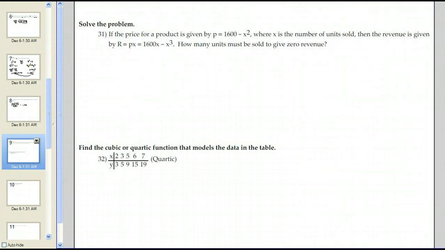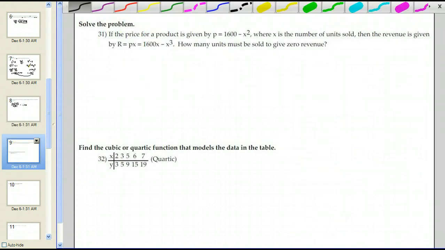Alright, 31. If the price for a product is given by that price demand function, x is the number of units sold, and the revenue is the product of the price times x. Okay, how many units must be sold to give 0 revenue? So this is what we're trying to find the zeros of. So you're just setting that 1600x minus x cubed equal to 0. Now it's tempting because of that minus sign to add this x cubed over and then divide away an x. Don't do that. Okay.